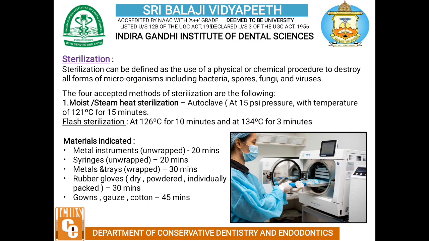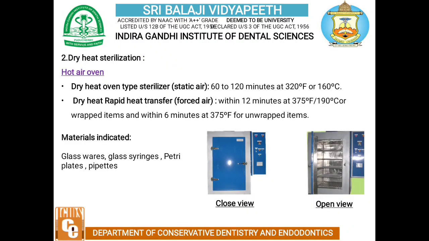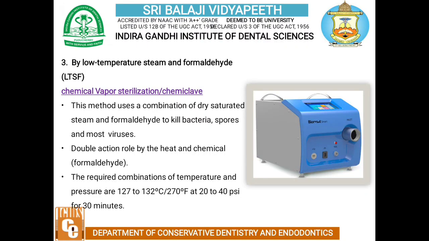Autoclave is a moist heat sterilization. Materials indicated are metal instruments, syringes, metals and trays, rubber gloves, gowns, gauze, cotton. Hot air oven is a type of dry heat sterilization. Materials indicated are glass vials, glass syringes, petri plates, pipettes. Another method is by low temperature steam and formaldehyde.